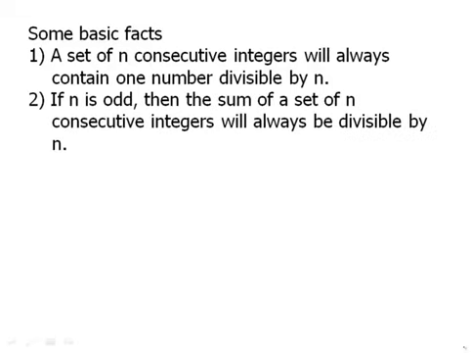Another fact: if n is odd, then the sum of a set of n consecutive integers will always be divisible by n. So this is interesting. Take any 3 numbers in a row, add them up, you get something divisible by 3. Take any 5 numbers in a row, add them up, you get something divisible by 5, and so forth for any odd number.